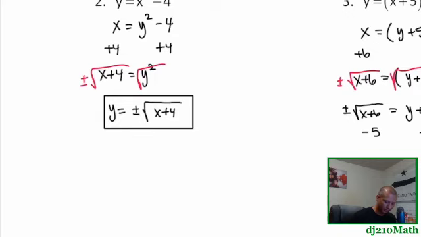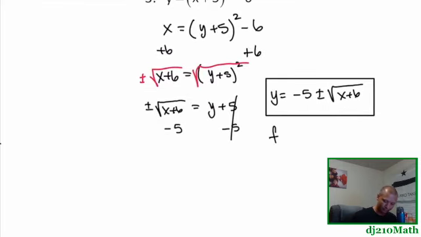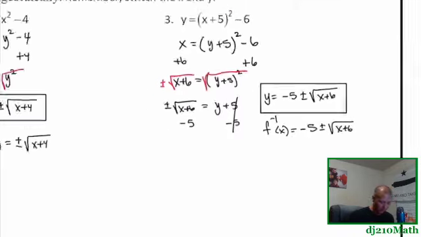So actually all of these, the notation should be f inverse of x. Once you get y by itself, the last step is to change the y physically to f inverse, because that's really what it is, f inverse. So f inverse of x, and then negative 5 plus or minus root x plus 6. So that's truly the answer. All right, we'll remember that going forward.